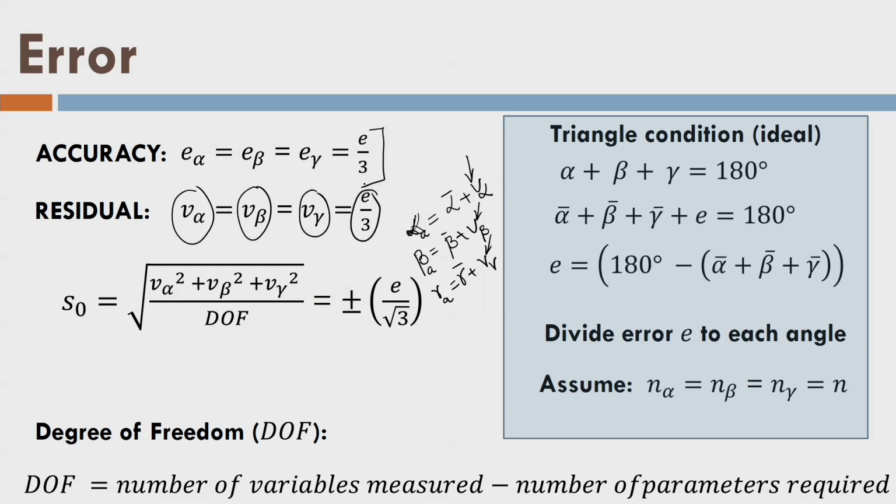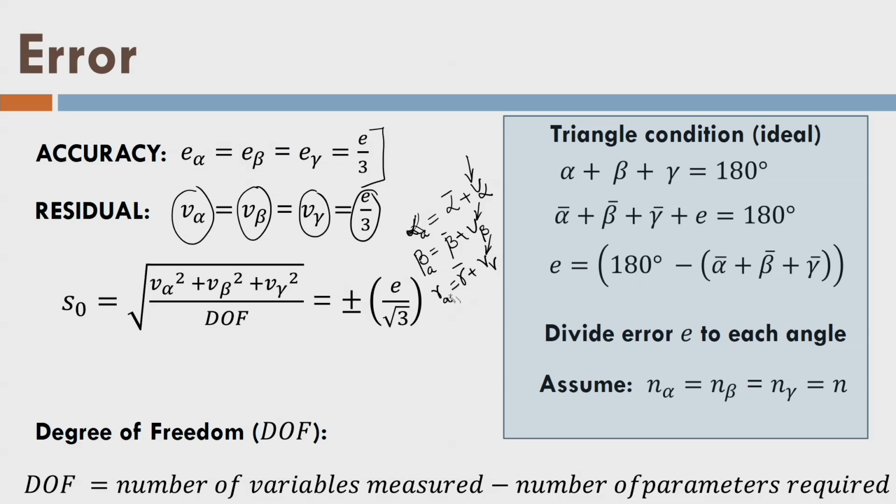Moreover, if you notice, as I told earlier also, this error E by 3 in each angle could be positive, could be negative, depending on the summation of alpha, beta and gamma in the condition equation of the triangle. So let us make some other estimate. Let us make them square. That means they will become positive, and then add them up. So V alpha square plus V beta square plus V gamma square, now divide it by the degree of freedom, and then take a root. You will get E by root 3, provided residuals are equal.